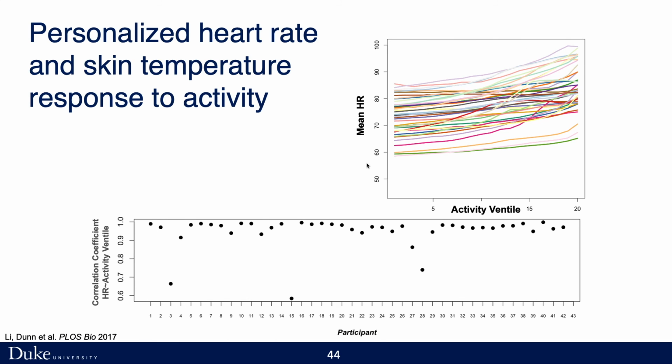And what we saw was that, in fact, there is a pretty monotonically increasing relationship for almost everybody in this study between their heart rate and their activity. And so what's really interesting about this, though, is if we actually look at the correlation coefficients between activity and heart rate, we see that for most people, the two are very tightly correlated. But there are a few people for whom that's not necessarily true.